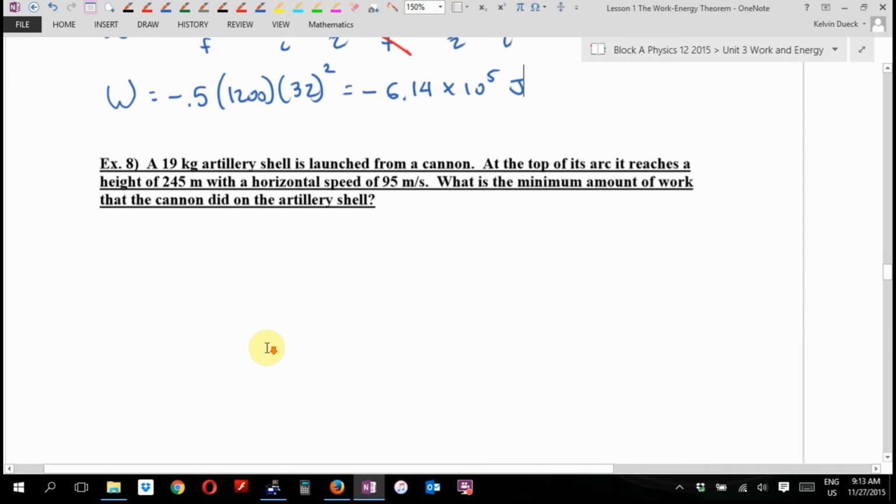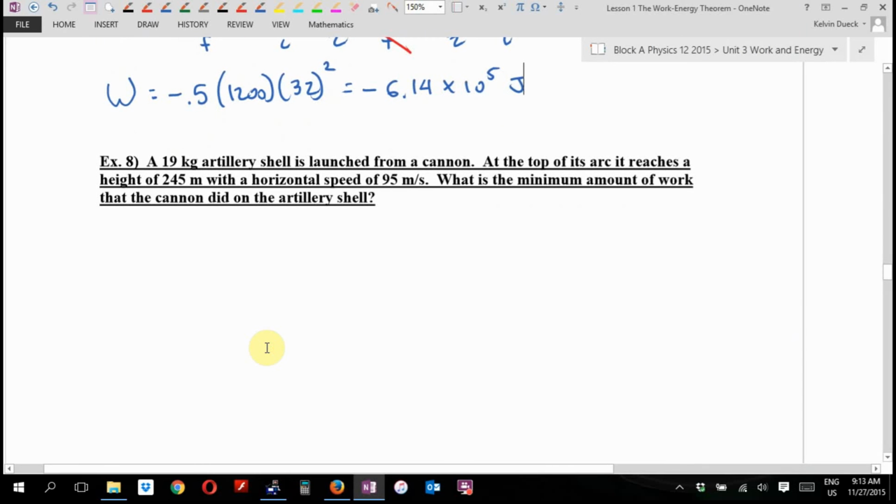Example 8. Don't know why this is underlined, but it is for some reason. A 19 kilogram artillery shell is launched from a cannon. At the top of its arc, it reaches a height of 245 meters with a horizontal speed of 95 meters per second. What is the minimum amount of work that the cannon did on the artillery shell? Jake, what's this question wanting me to find?